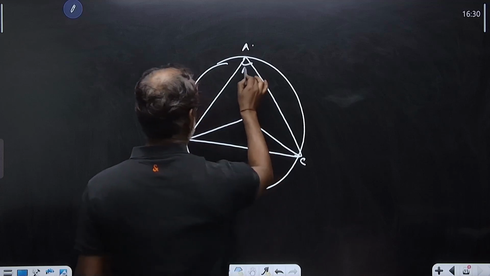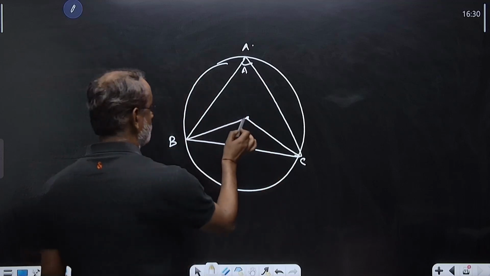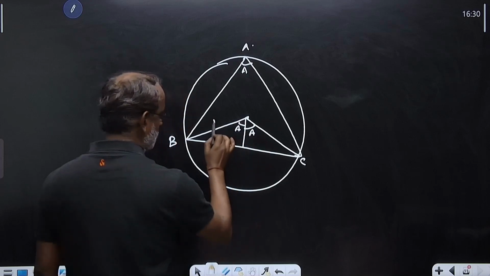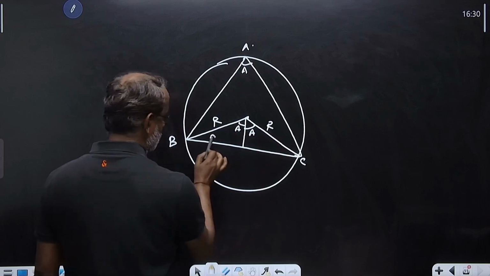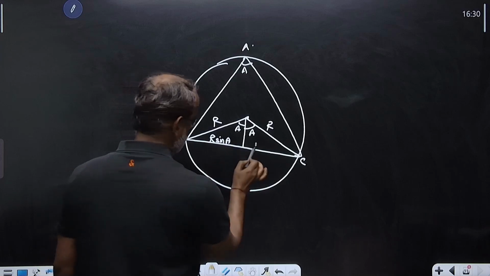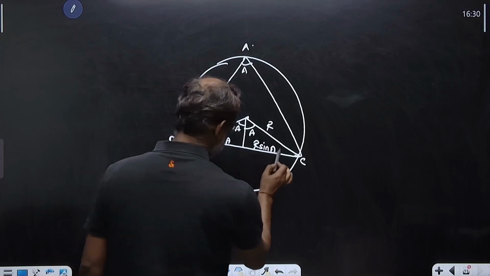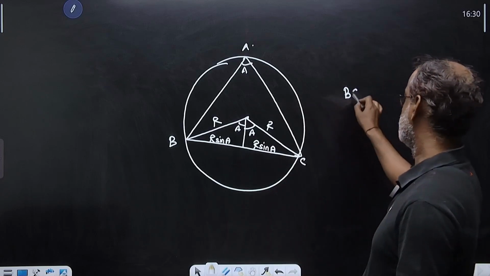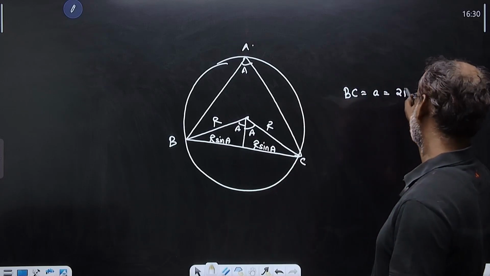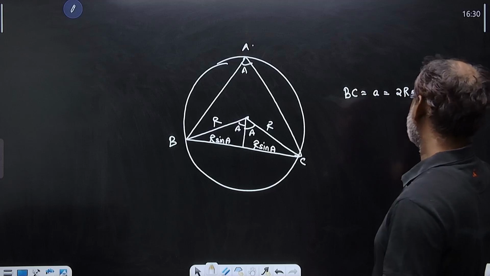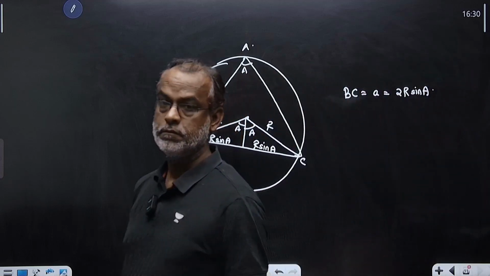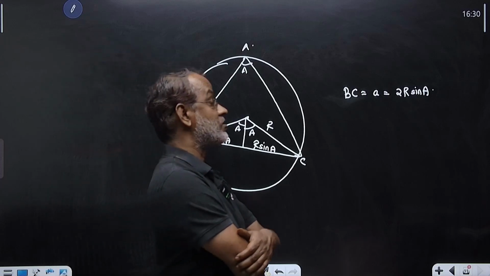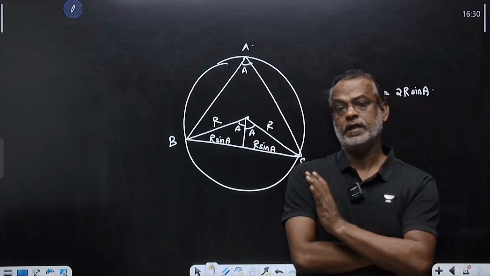If this angle is A, the angle at the center is going to be 2A. This is A, this is A, this is R, this is R. So, this is R sine A and this is R sine A. So, this is nothing but the length of side BC. So, BC, which is a, is nothing but 2R sine A. a by sine A is 2R. So, while dealing with questions of triangles, this is of great help.